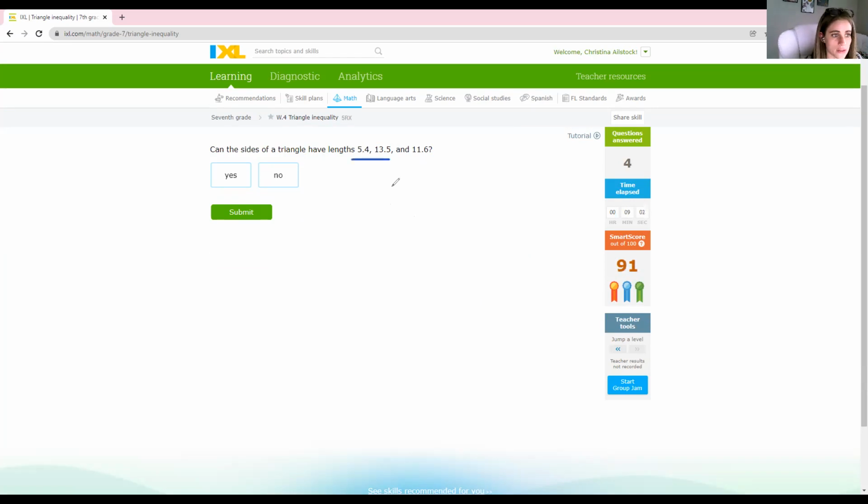All right, I need to add these two and see if it's greater than 11.6. So 13.5 and 5.4. So 5, 6, 7, 8, 9. Bring your decimal down. 5 plus 3 is 8. Bring down the 1. Is that greater than 11.6? Yes, it is. Let's try our next set.